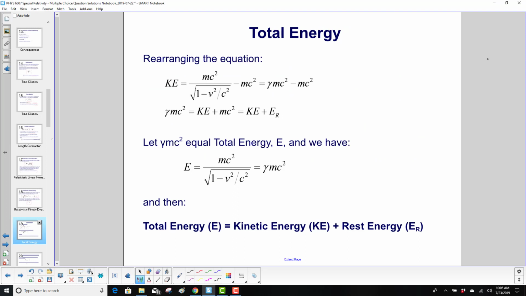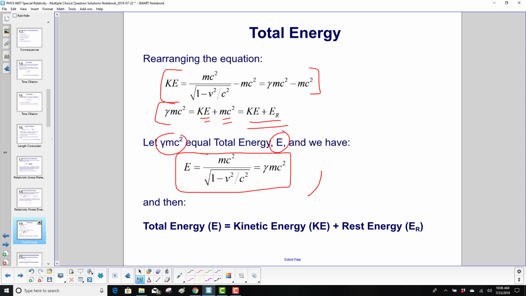Let's talk about total energy now. We have our kinetic energy formula here, and then it works into gamma mc squared is going to equal kinetic energy plus the rest energy, and we write it that way, KE plus E sub r. We're going to let this gamma mc squared term be total energy, and total energy will equal gamma times mc squared. And then in words, there's a lot here, so I recommend going back to the notebook presentation on this. Total energy of a particle is equal to its kinetic energy plus its rest energy. And the rest energy is when it's not moving.